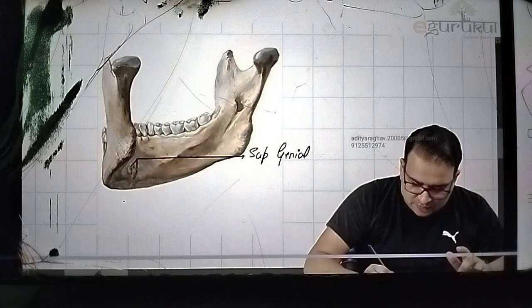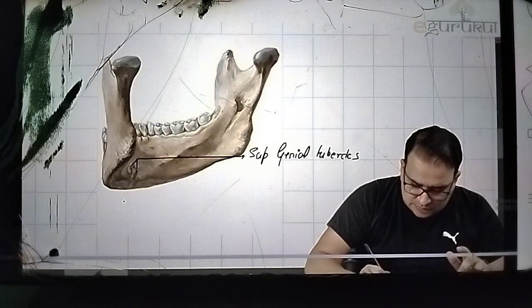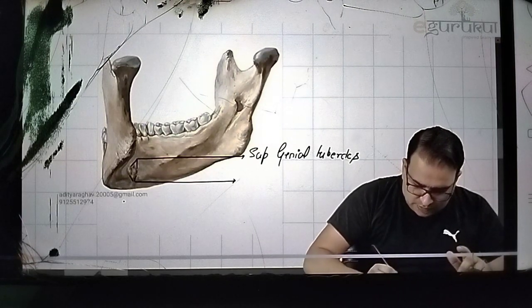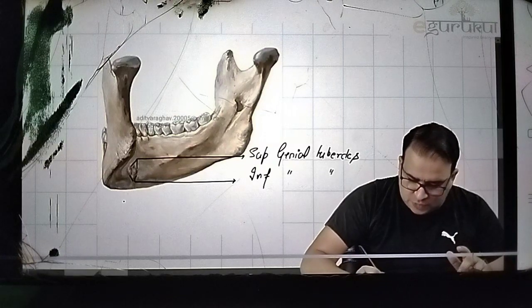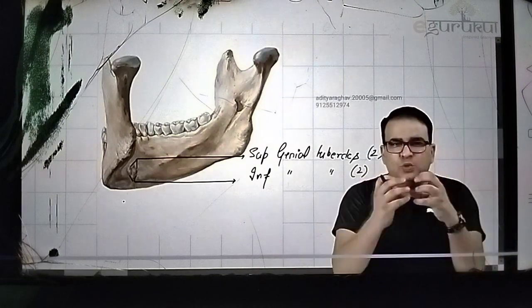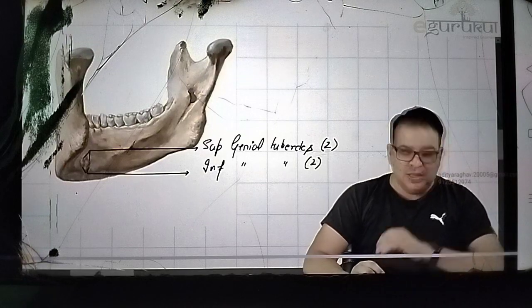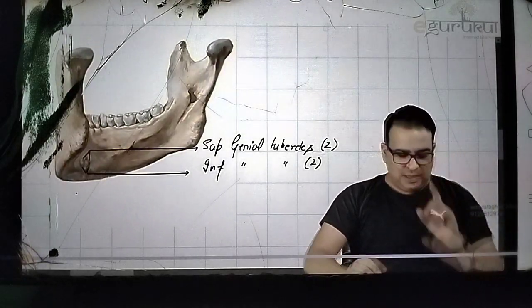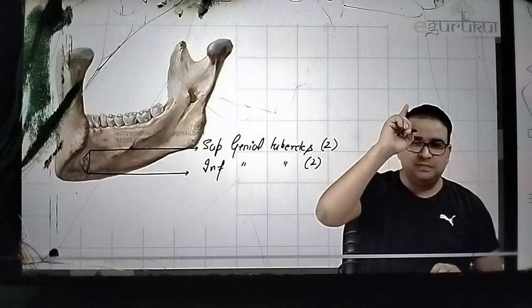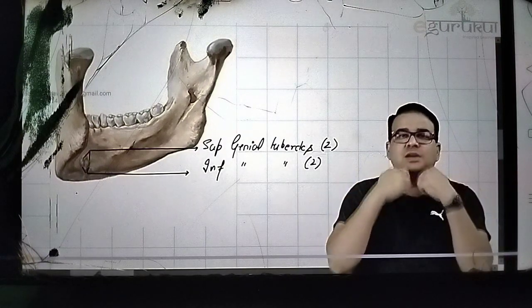Genial is like gem-like. We have genial tubercles, and we have two inferior genial tubercles. So we have two each. Sometimes they look fused, but yeah, there are two superior and two inferior genial tubercles. Now think about it, guys. If a muscle starts from the superior genial tubercle, that muscle will go up, and the muscle which originates from the inferior genial tubercle will go down.